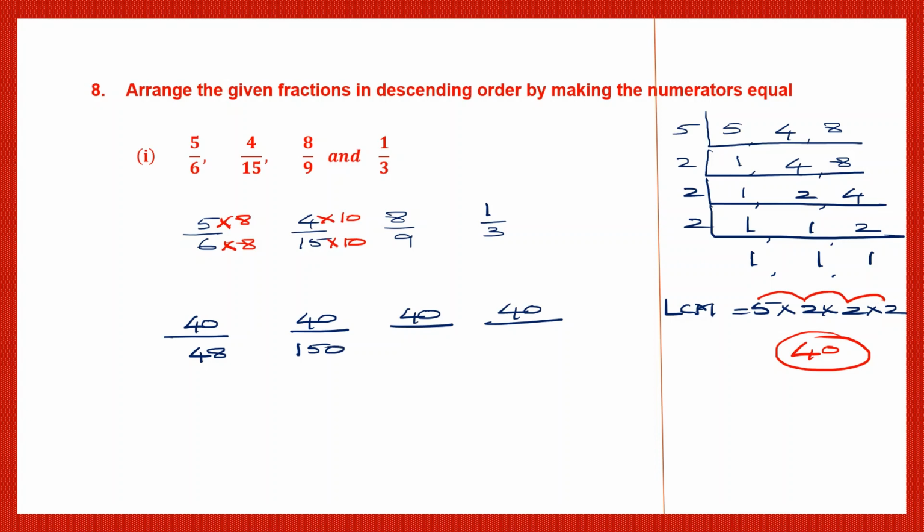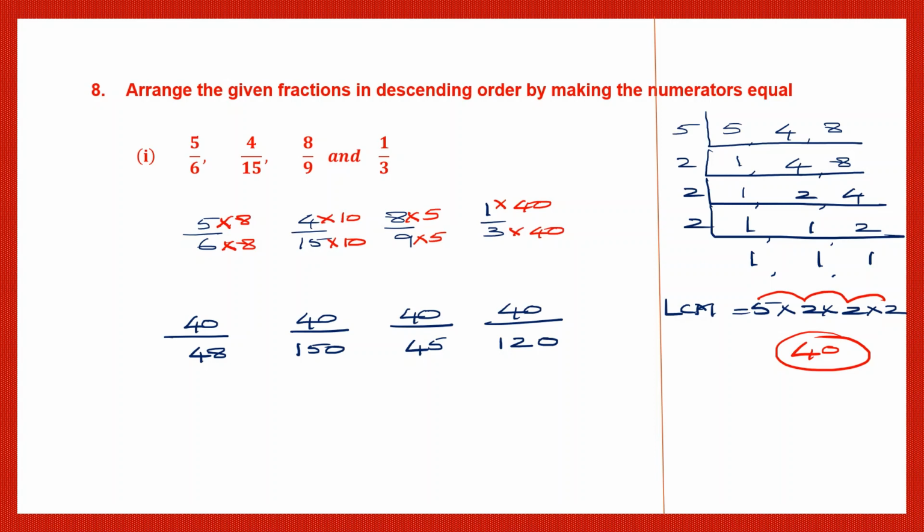Let's go to the next one. The numerator is 8. 8 into what is 40? 8 5s are 40, so multiply 9 also by 5. 9 5s are 45. Now the last one, the numerator is 1. 1 into what is 40? 1 into 40 itself, isn't it? It is 40. So multiply 3 into 40. 3 4s we know is 12, so 3 into 40 will be 120.